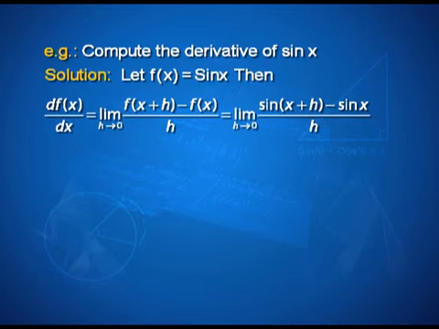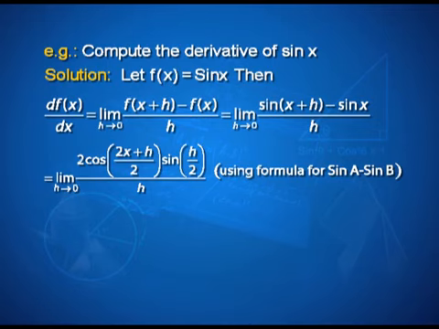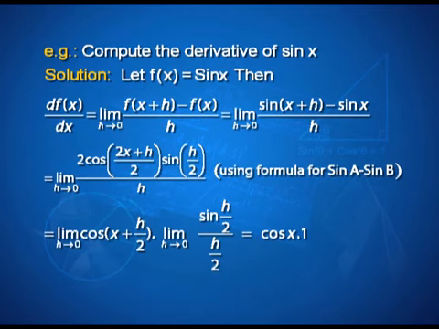Here we use the formula of sin a minus sin b, and this can be simplified as limit 2 cos((2x plus h) upon 2) into sin(h upon 2) upon h as h tends to 0, which can be simplified as limit cos(x plus h upon 2) into limit sin(h upon 2) upon (h upon 2) as h tends to 0. Here this is equal to cos x into 1, which is obviously equal to cos x.